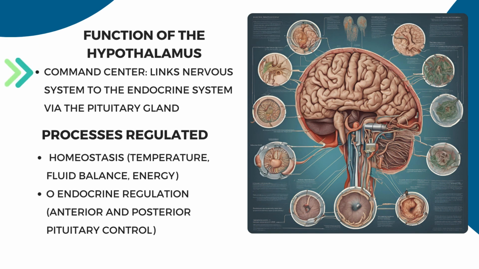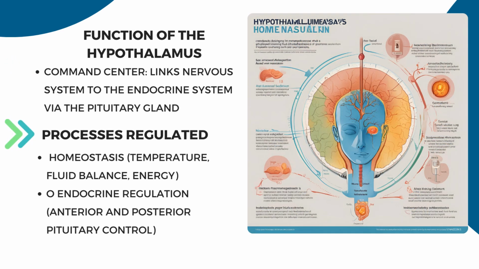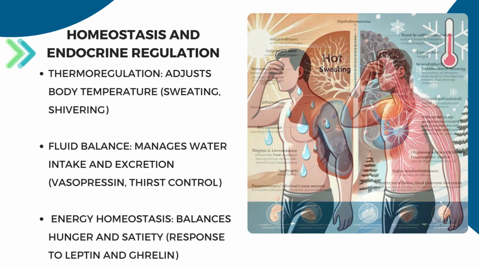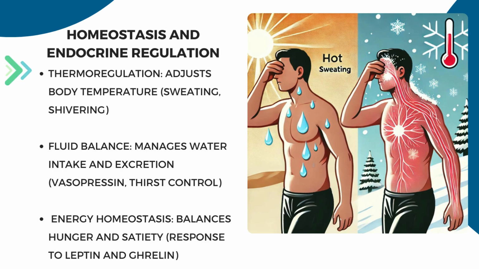The hypothalamus serves as a command center, linking the nervous system to the endocrine system via the pituitary gland. It plays a crucial role in various physiological processes. Homeostasis, thermoregulation: it monitors and adjusts body temperature through mechanisms like sweating and shivering.